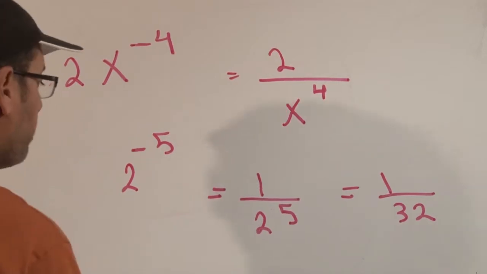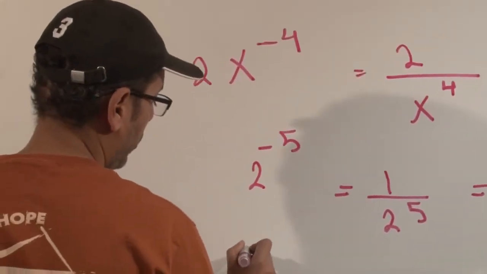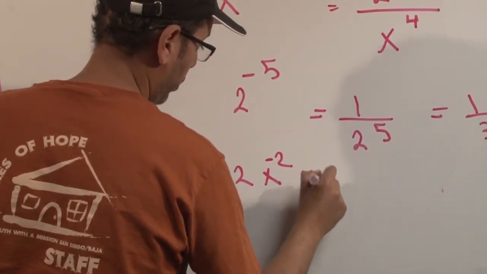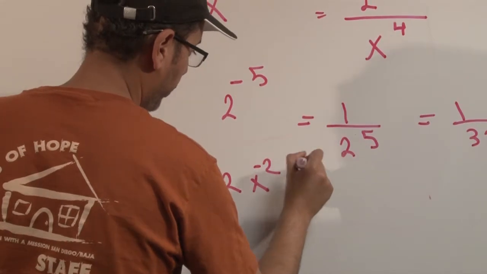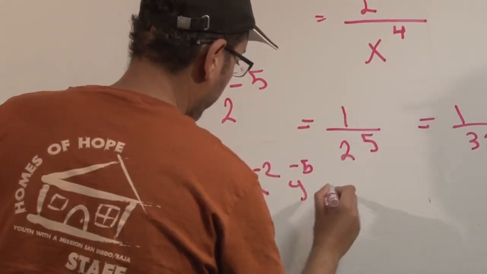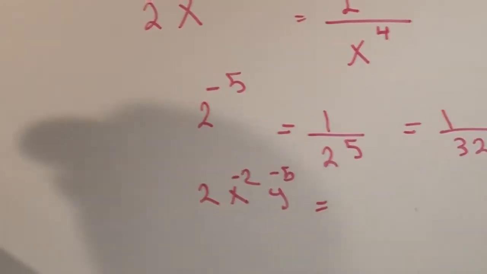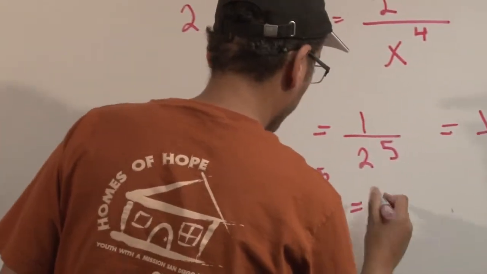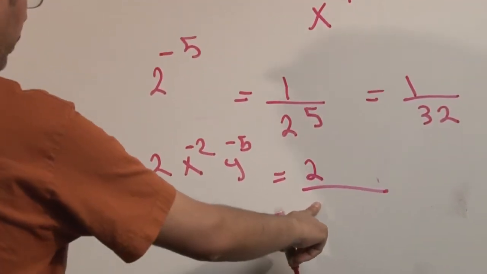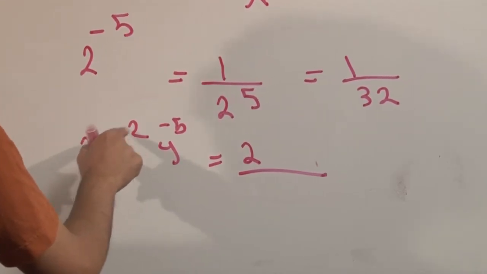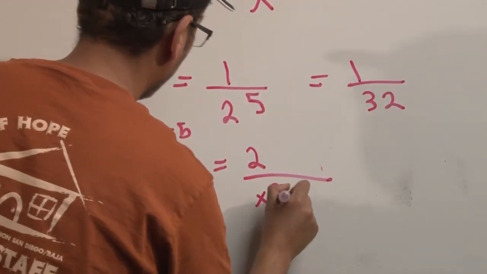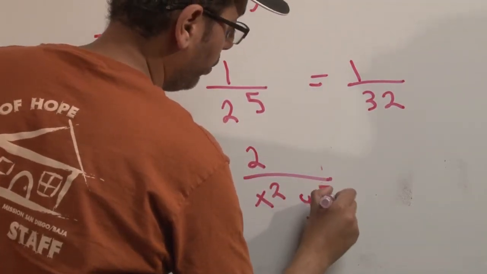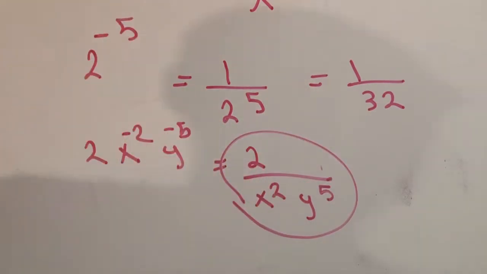One more example. Let's say 2 x power of negative 2, y power of negative 5. That would equal what? Let's go back to the rule. When it's negative, it goes down. So I will keep 2 and go down to the denominator. This is negative 2, so this is x power of 2. This is y power of negative 5, so that would be y power of 5. And this is the answer.